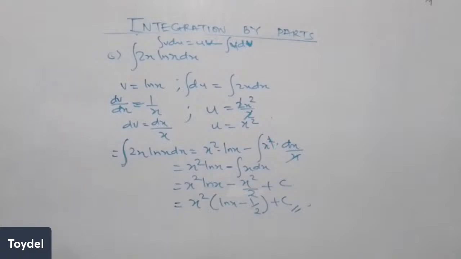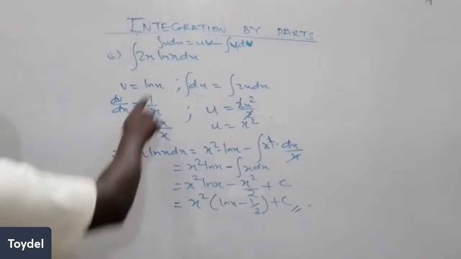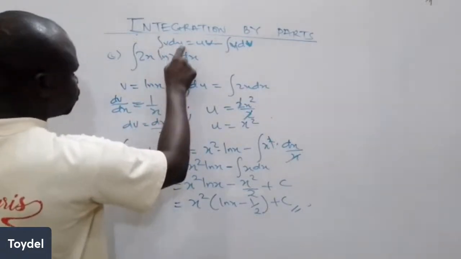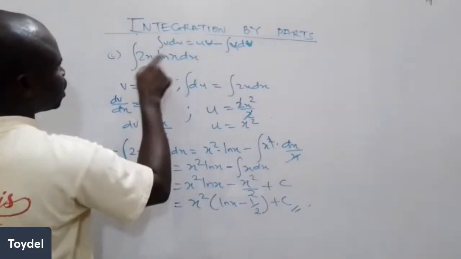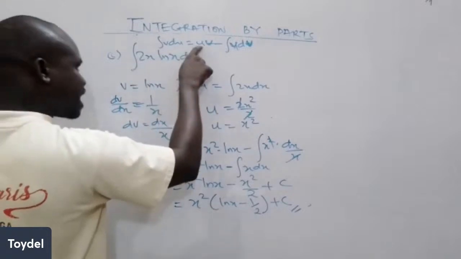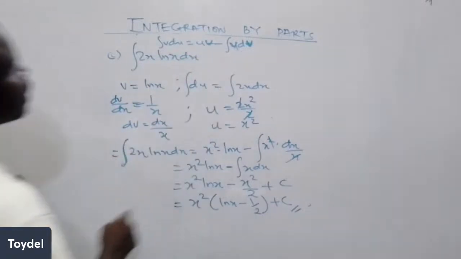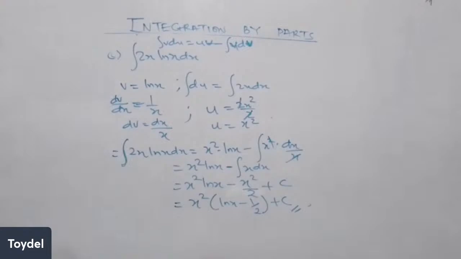But please note, under integration by parts, the requirement must be met. That is, we express whatever we are given, integral v du, calling one of the functions v, the other one du. You express it as uv minus integral u dv. If you're able to do that, we are not going to have any problem expressing the given question.